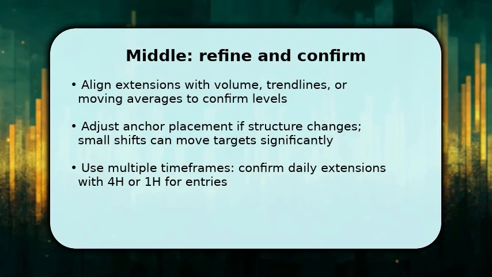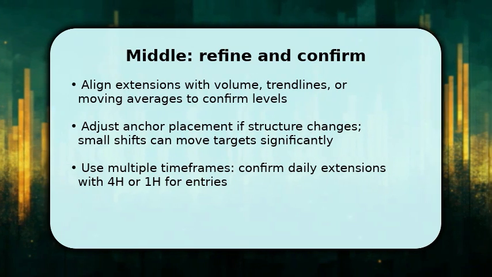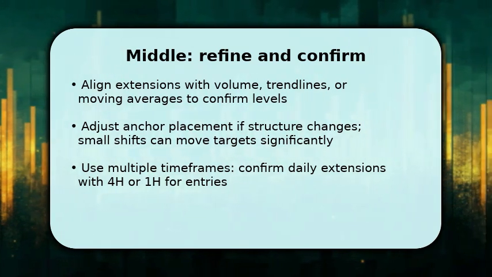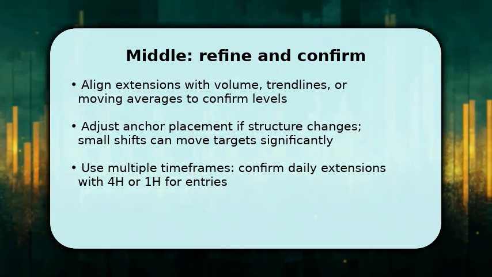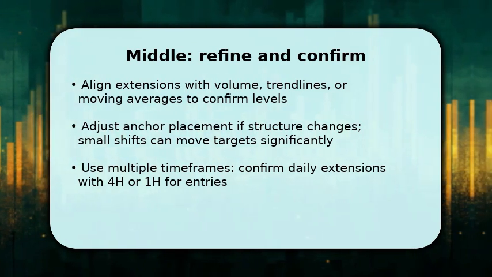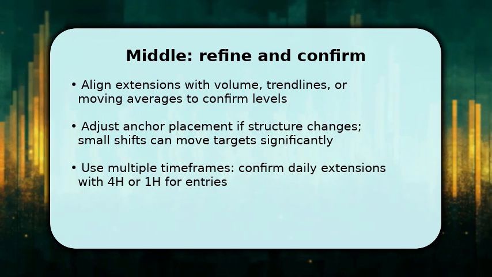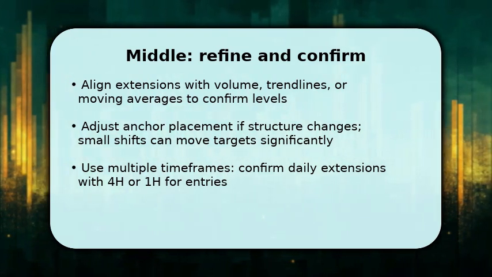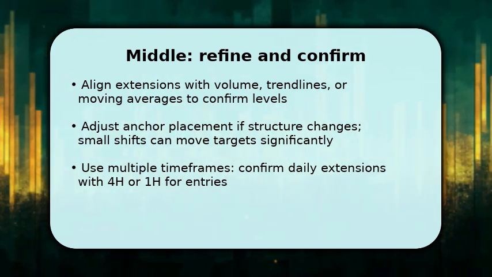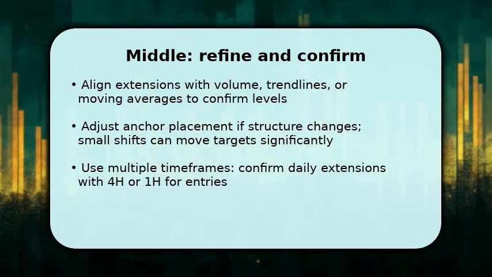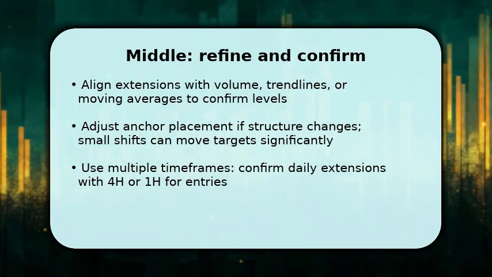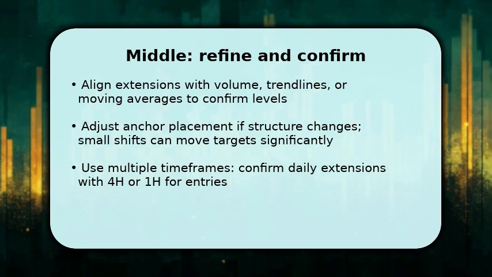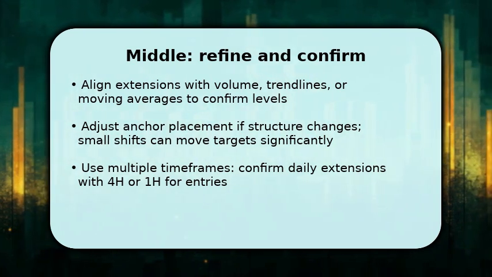Once done placing basic extensions, refine them by cross-checking confluence factors like volume spikes, trend lines, and MA clusters. This is why extensions matter beyond simple geometry. You should adjust anchors if market structure shifts, because moving A, B, or C by a few bars changes projected levels. Also, make sure to validate targets across multiple timeframes.